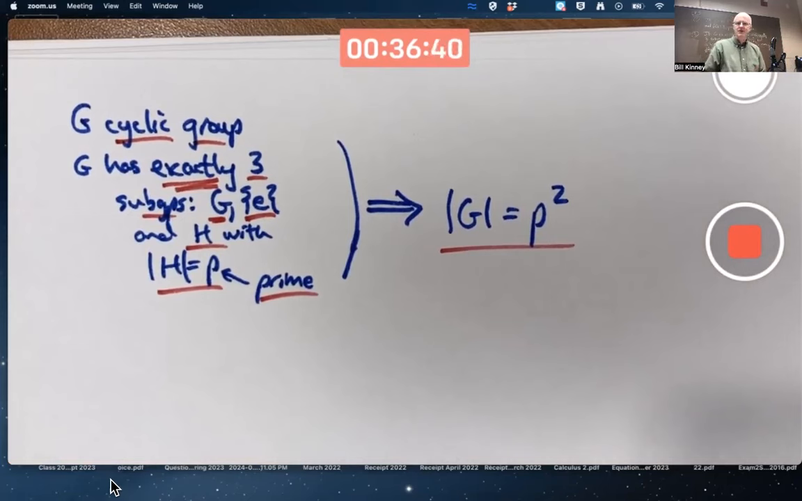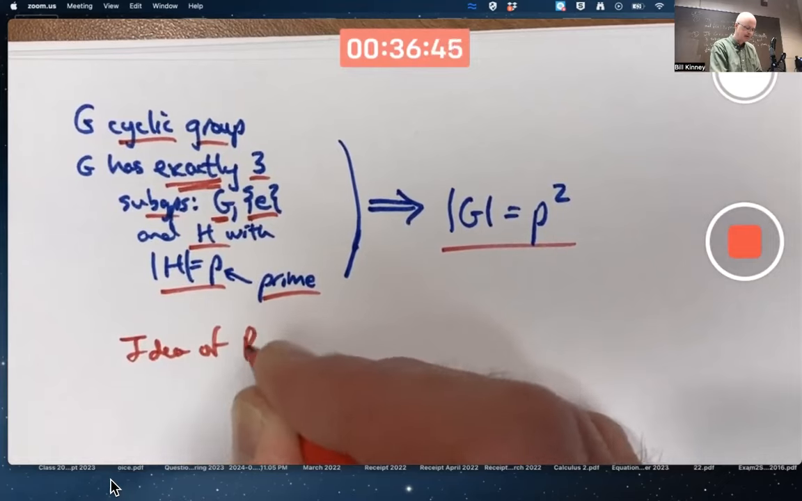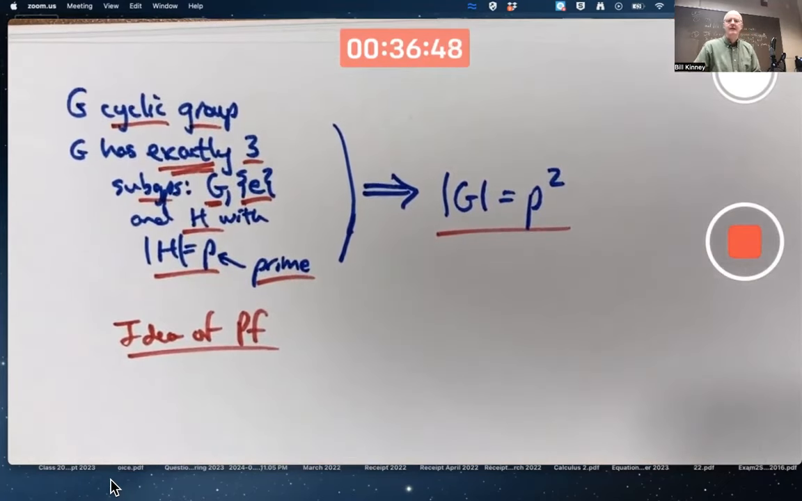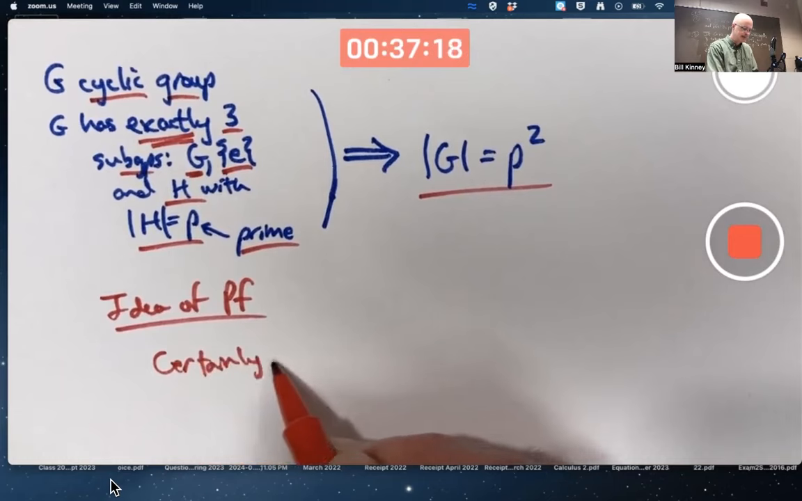So how do we apply this now? You could try to argue by contradiction. See if we can write down the idea of the proof. Certainly, G has to have order bigger than P. P is prime, so the only divisors of P would be 1 and P itself. If G had order P, it would have only 2 subgroups for the divisors of P, 1 and P: the trivial subgroup and the non-proper subgroup, G itself. So certainly, the order of G is bigger than P.